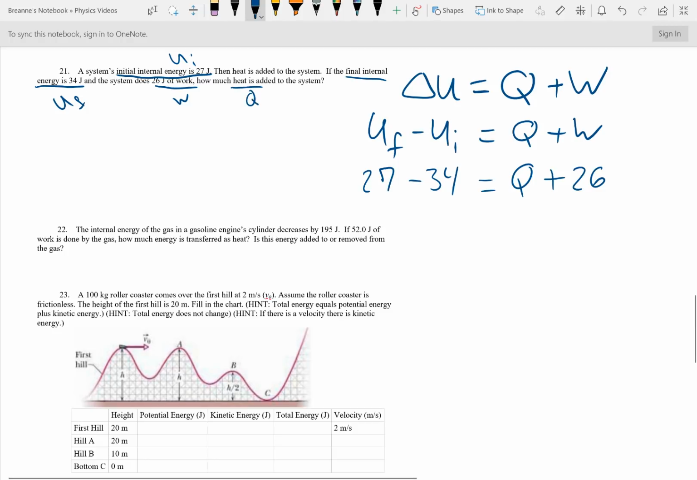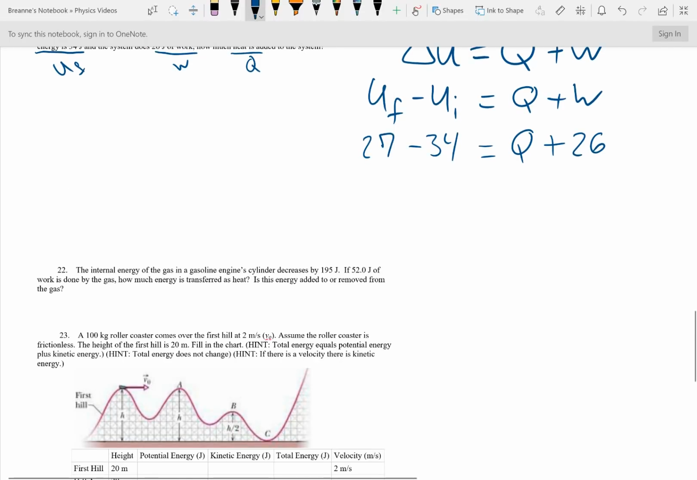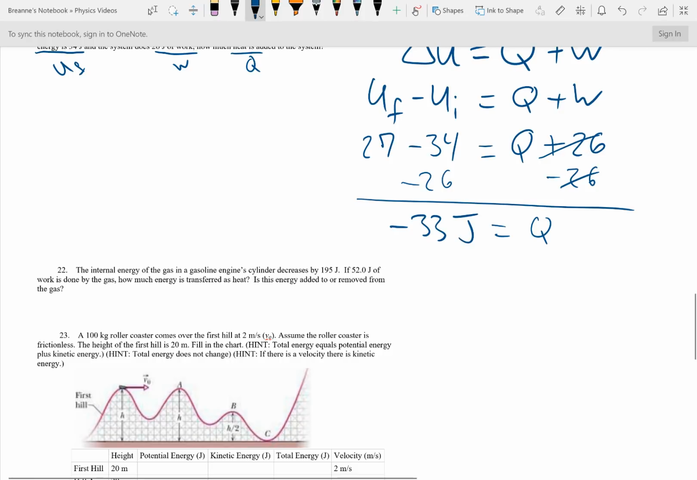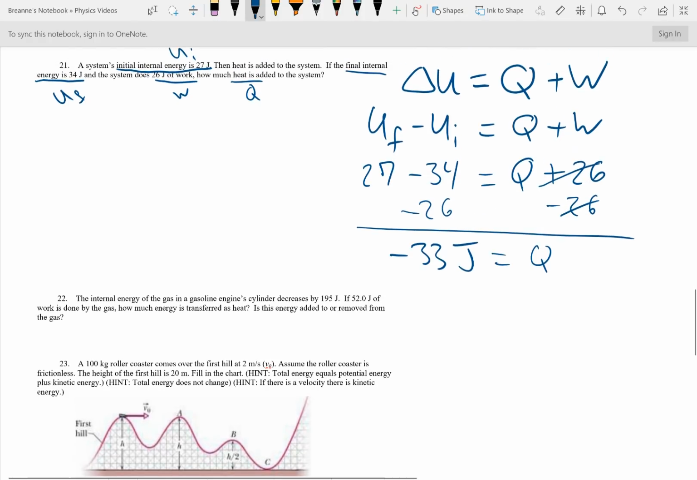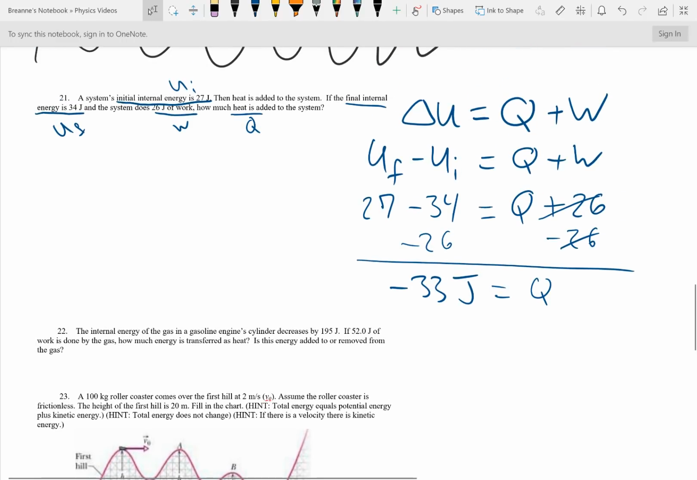And you're looking for heat. Heat is Q. So now you just do a little bit of manipulating so you can get Q by itself. The opposite of add is subtract. So you end up just subtracting that over. So Q ends up equaling 27 minus 34 minus 26. So you get a negative 33 joules. And remember that negative just means it's being taken out of the system, which I think that said that it's being added to the system. Yep.